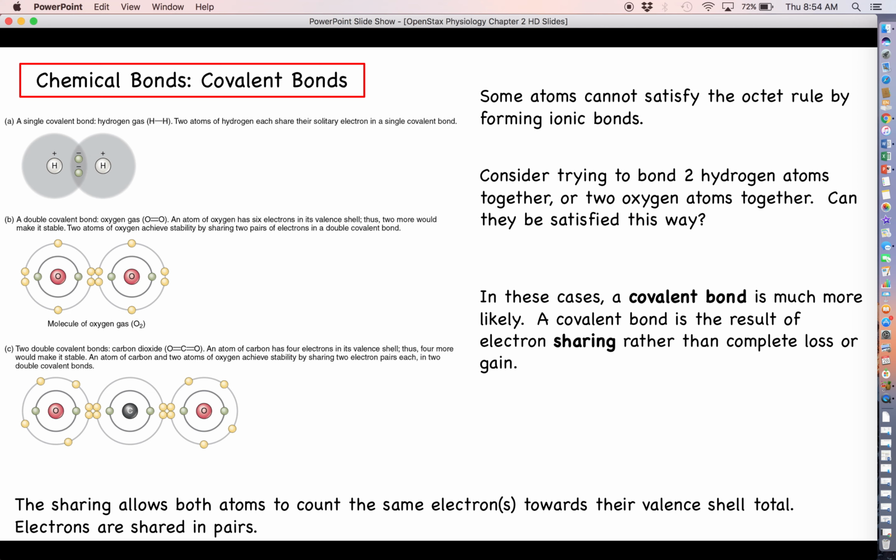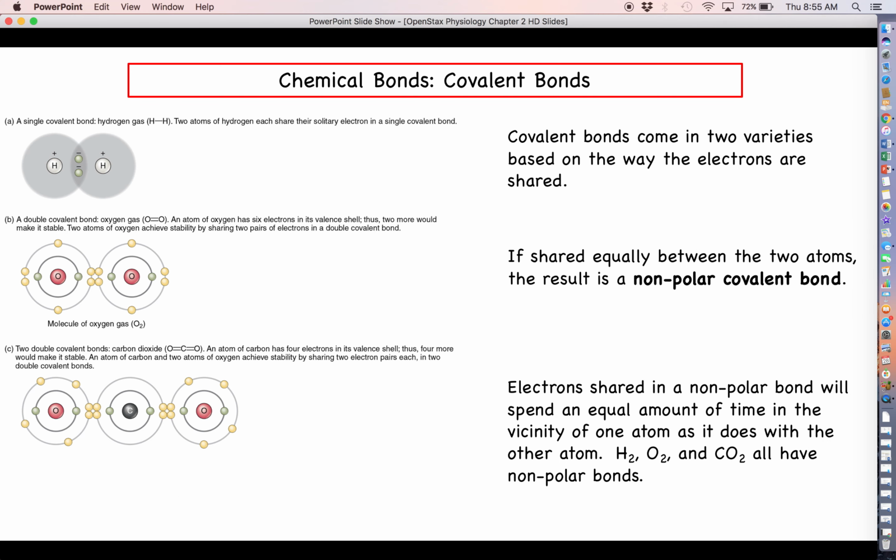So what the sharing does, it almost seems like cheating. The sharing allows both atoms that are sharing the electrons to count those whole electrons towards their valence shell total, even though they're not really having complete possession of those electrons all the time. And electrons like this tend to be shared in pairs rather than one at a time. So a covalent bond can either contain 2 electrons, or 4 electrons if it's a double bond, 6 electrons if it's a triple bond. So covalent bonding always comes in pairs of electrons.